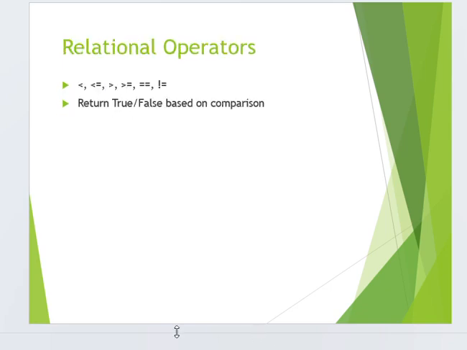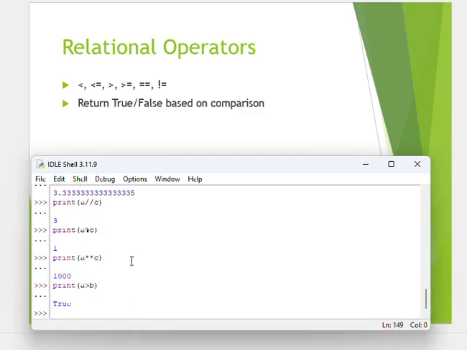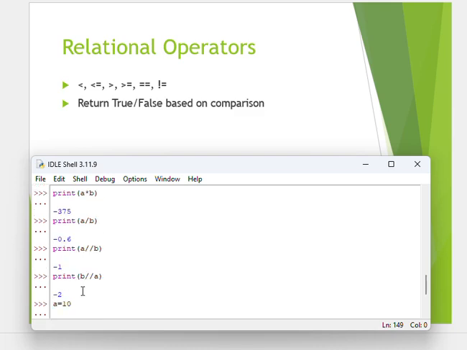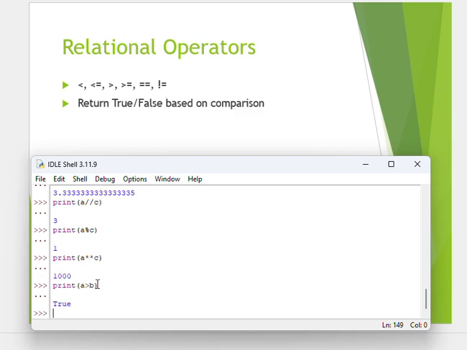When we talk about the relational operators, you are going to get some values, true and false. It always gives the value true or false, and we are comparing. So if I compare, print A greater than B, we have all the values true. The value of A is 10 and the value of B is 5. So A is greater than B. If I try the other way, print A less than B, it is going to give us false.